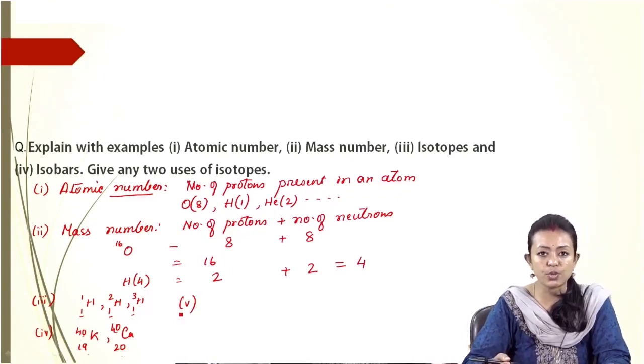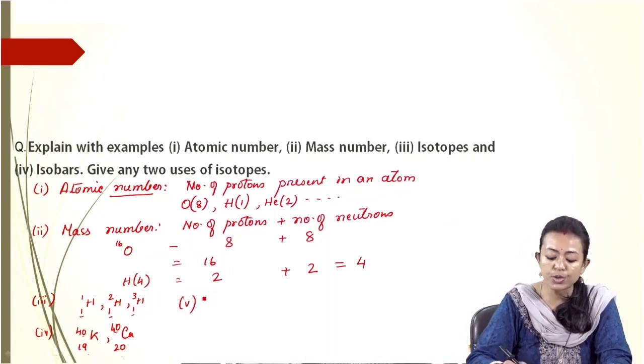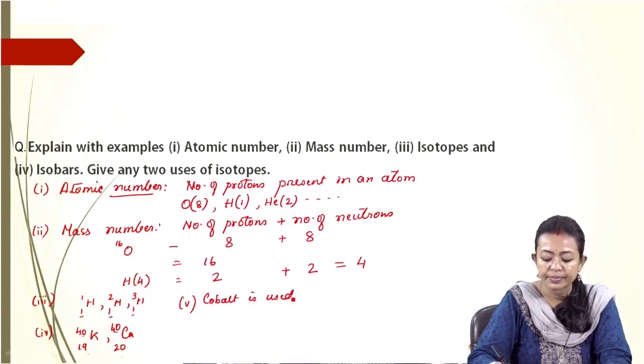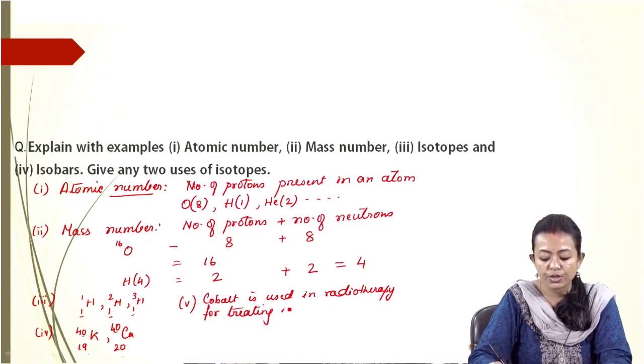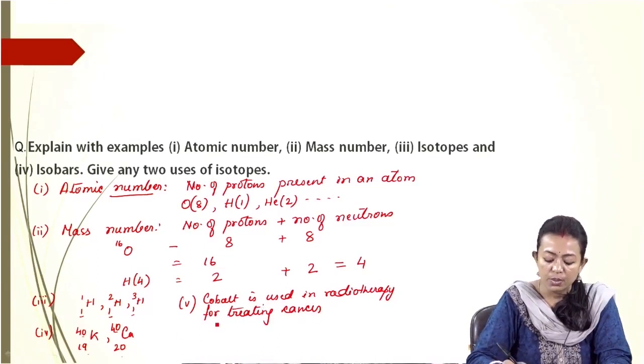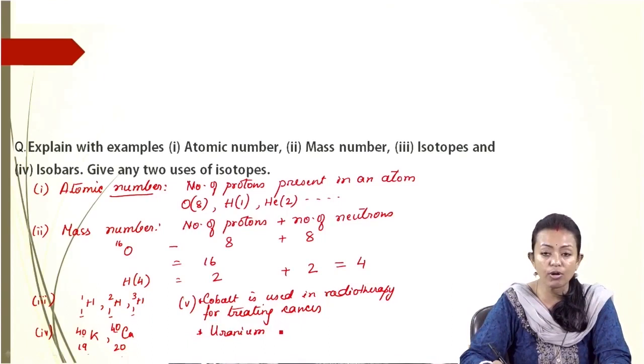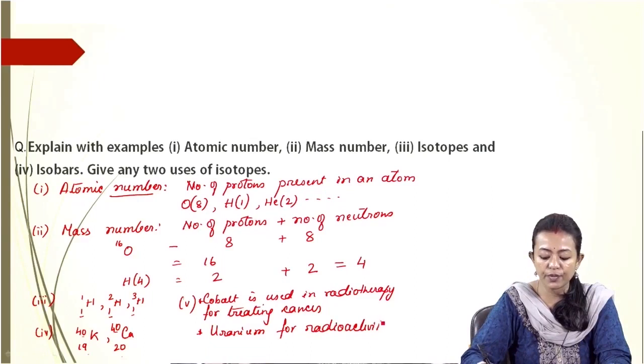Next, question 5. Give 2 uses of isotopes. Now what are isotopes used for? Isotopes are used for treating cancer. Like for example, cobalt is used in radiotherapy for treating cancer. Whereas we can have another example as uranium. A radioactive isotope of uranium is taken for the generation of radioactivity.